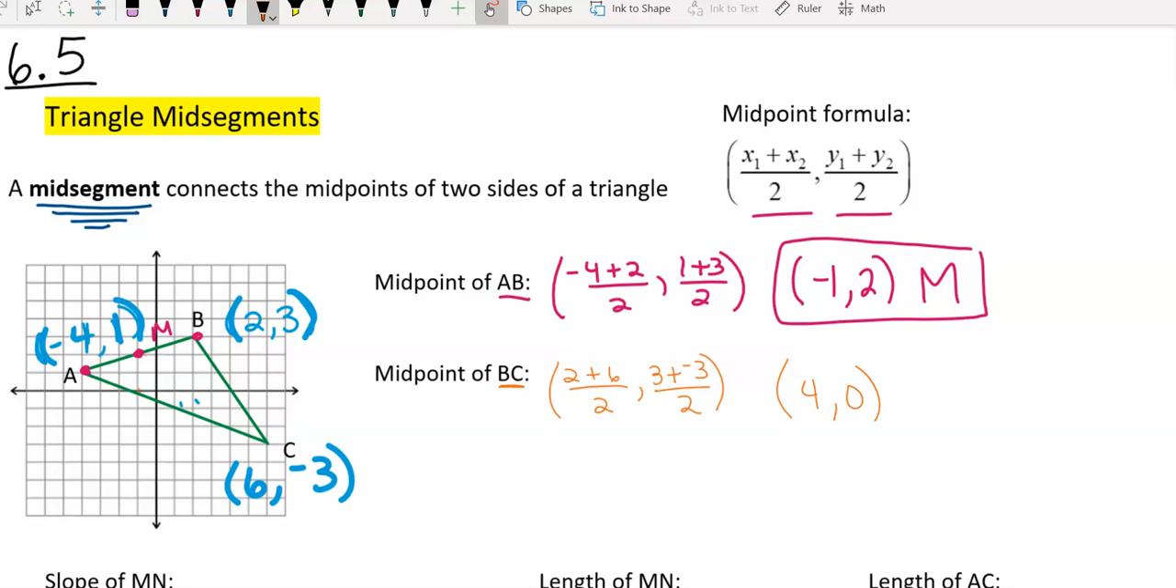And we need another name, so we're going to name this one N. So at 4, 0, so over 4 and up 0, that's right here, is point N. So we said the mid-segment connects those midpoints. So the mid-segment is going to be, for us, MN. So MN is a mid-segment.